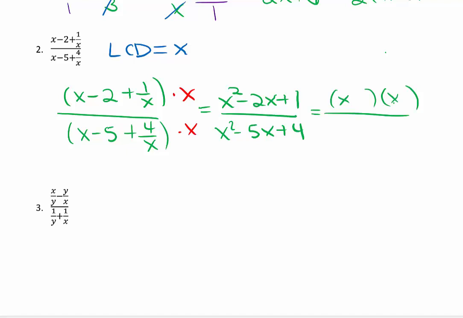Finally, I have to see if I can factor and simplify. So numerator, product of 1, sum of negative 2. That would be x minus 1, x minus 1. In the denominator, we've got product of 4, sum of negative 5, minus 4 and minus 1 work. So it looks like I have a common factor of x minus 1. I cancel that out, and my final answer is x minus 1 over x minus 4.